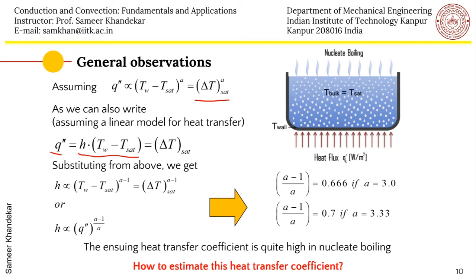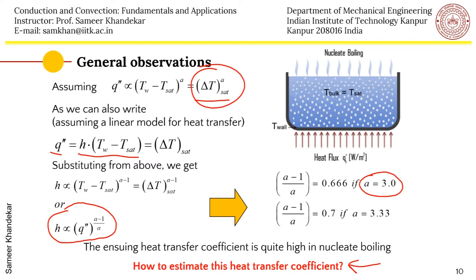Mind you that the boiling heat transfer is pretty high, in fact. For example, the exponent 3 suggests that if you double the delta T, then Q will increase of the order of 8 times. So it's pretty large. The heat transfer coefficient is quite high, and we would like to try to model it from first principles.